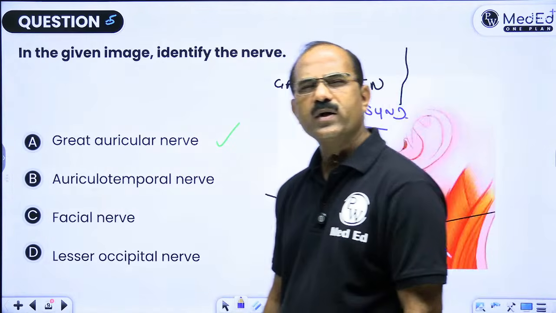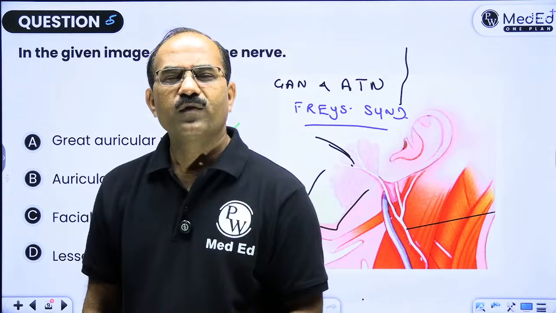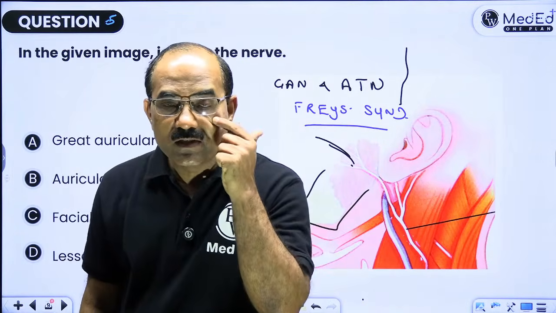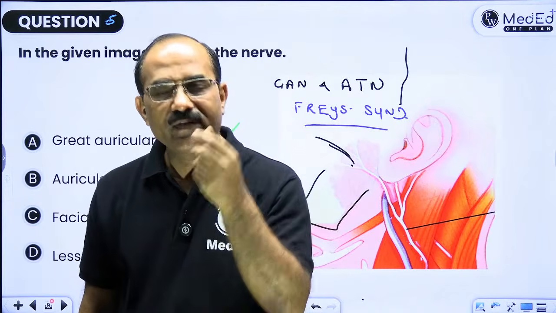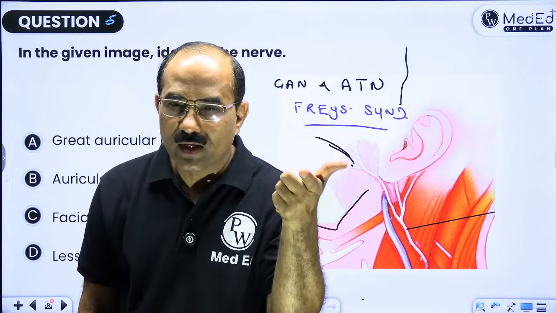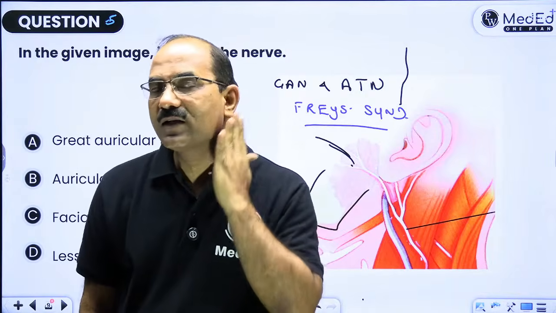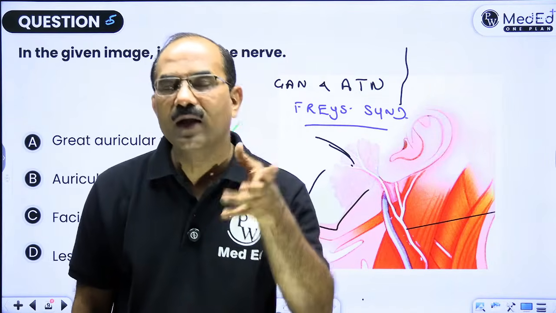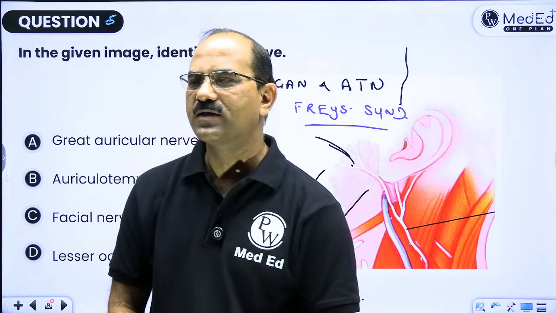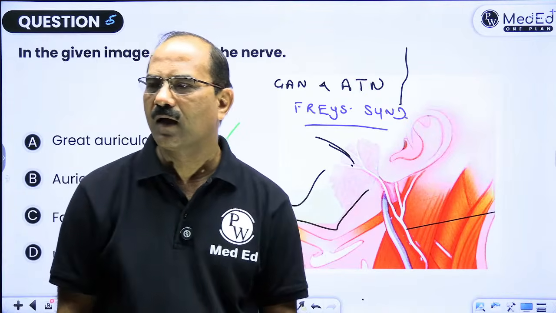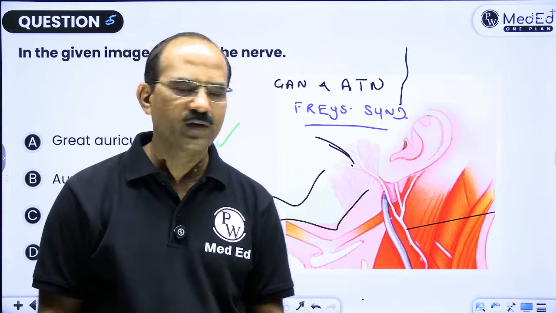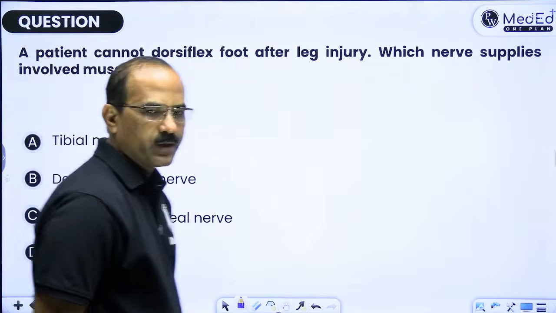Frey syndrome. Very good. And what is crocodile tears? Crocodile tears, when a person is salivating, the person gets tears. That is crocodile tears. When a person is salivating, the sweating of the skin over the parotid gland, that's Frey syndrome. Perfect. Gustatory. Very good. Coming to the next MCQ.